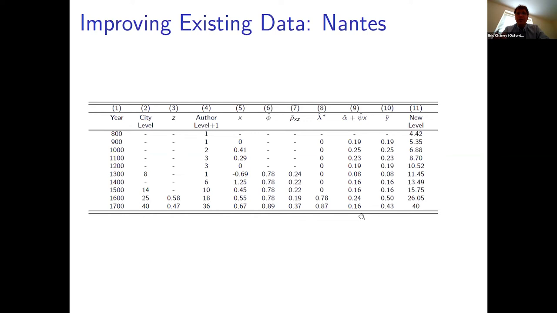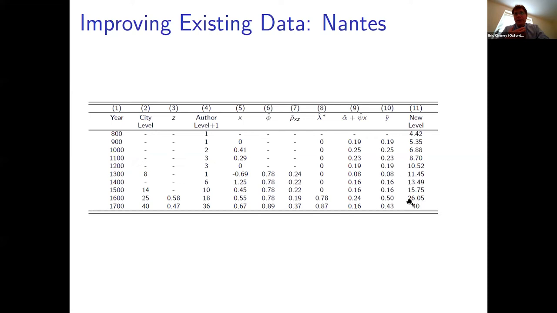What I want you all to focus on here is the fitted values that I'm going to shrink these existing estimates towards. And this is just to show you how this shrinkage works. So you pull the existing estimates towards this line and get new estimates of city growth. And then you can iterate this backwards, right? And here I'm going to do that by assuming that the estimate in 1700 is correct.